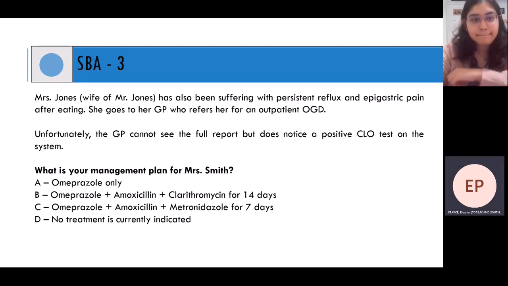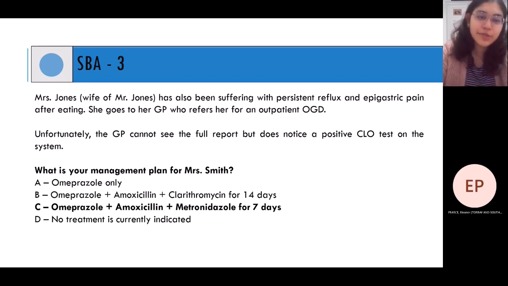We've got most answers going for B. Okay, cool. A bit of a trick one. So you're absolutely right that they would need 2 antibiotics and a PPI as part of the H. pylori eradication. But if this is her first time that she's had H. pylori, often the duration is for 7 days. So you would start off with a course for 7 days and then obviously reevaluate and see if her symptoms have resolved. Great.